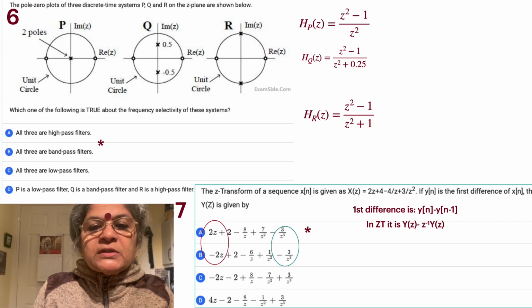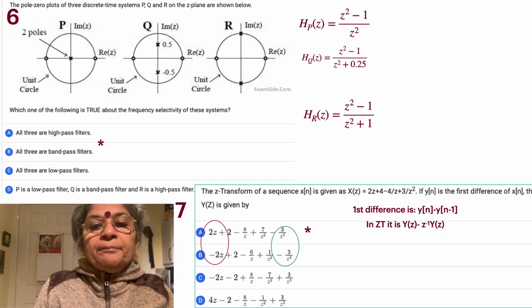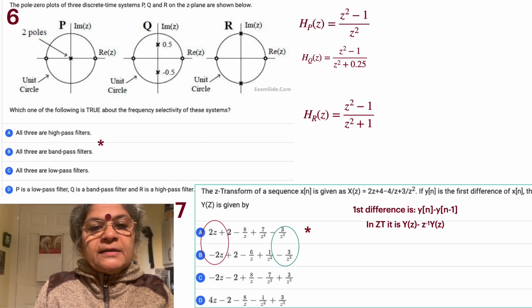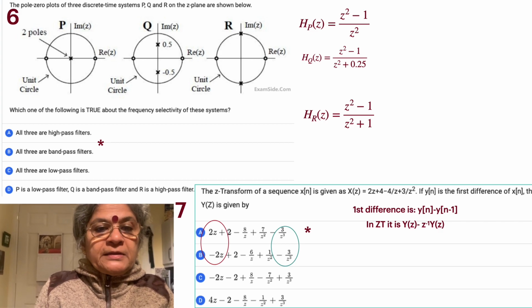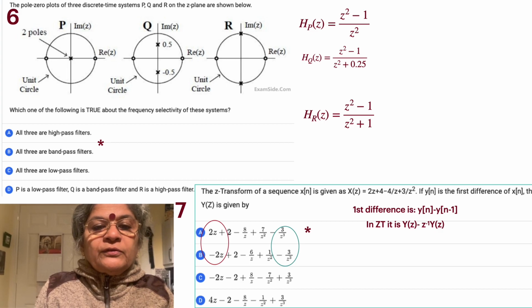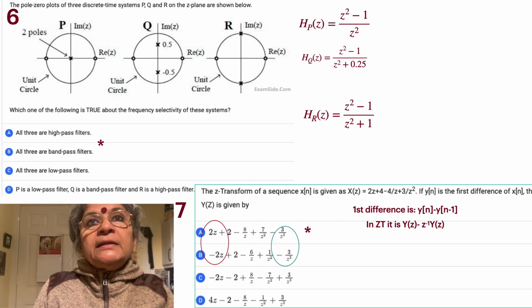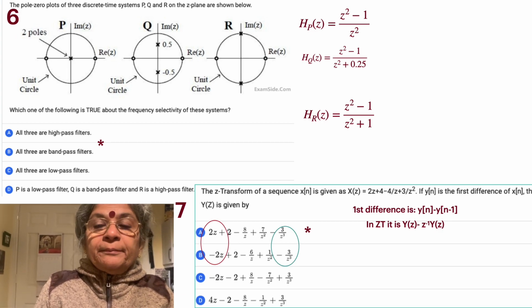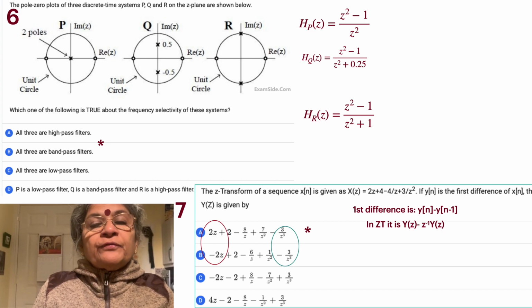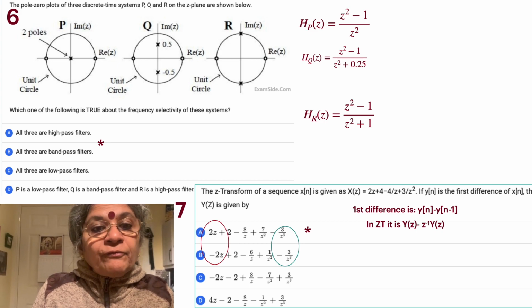So this is the situation, and their impulse responses have been described as H_P(z), H_Q(z), and H_R(z) from the pole zero diagram that has been given to us. Which one of the following is true about the frequency selectivity of these systems? We see that they have two poles and two zeros in all cases. So they are all band pass filters. This is the frequency selectivity that we may have from the four options.